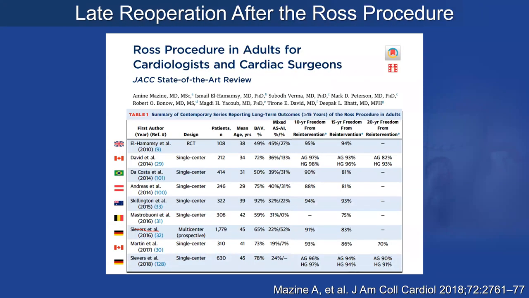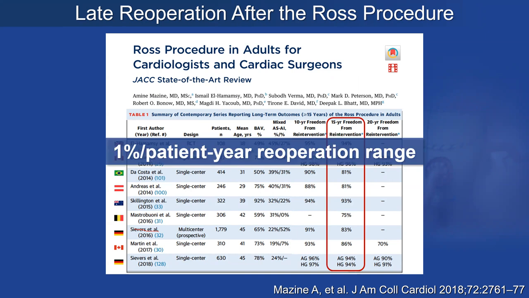In fact, if you look at many more studies, again, with long-term follow-up data, the cumulative incidence of reoperation was around 1% per patient year range, which in young adults with normal survival up to 20 years is actually pretty remarkable. And compares very favorably even with mechanical AVR, even with the mortality that we observe with mechanical AVR.